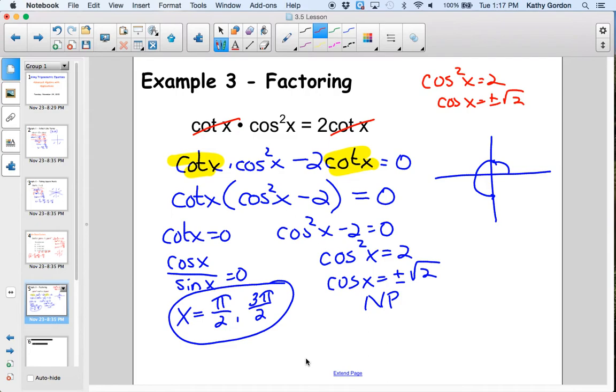And again, if you wanted to check, you can go to your graph on the Desmos. You can put in the cotangent x, cosine squared x for one equation, put in 2 cotangent x for the other equation, find the intersection points. It's going to be at those 2 points. Okay?